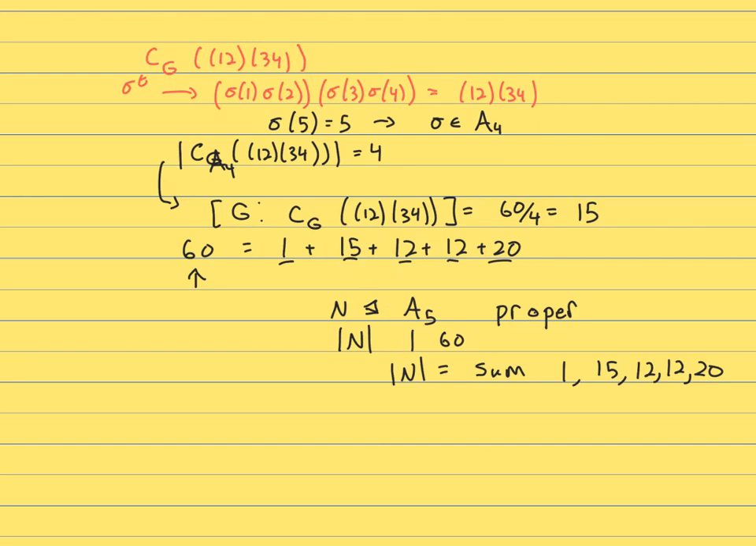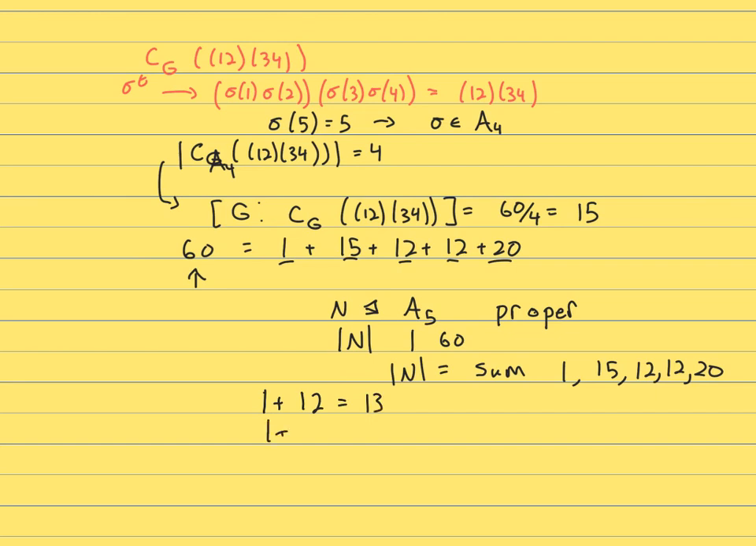So you have to find some way to collect some subset of these numbers and add them together and get a divisor of 60. In fact, we certainly know that you have to include this 1 because that's the identity element, and the identity element certainly has to be in your normal subgroup. So you need to have 1 plus a bunch of these other things needs to be a divisor of 60. And so, process of elimination. What happens when you add 1 with 12? Well, 13 is not a divisor of 60.